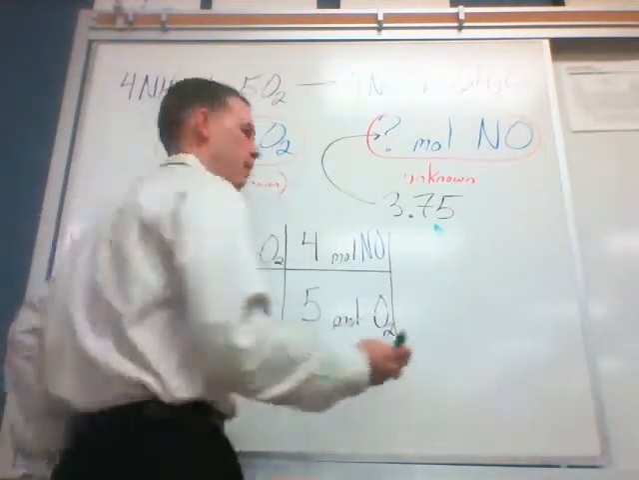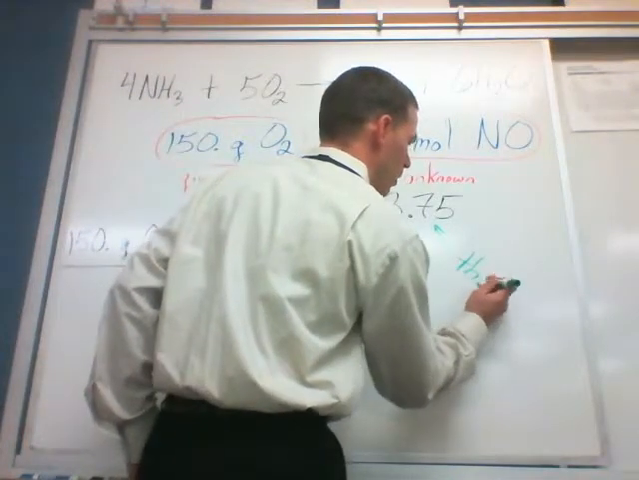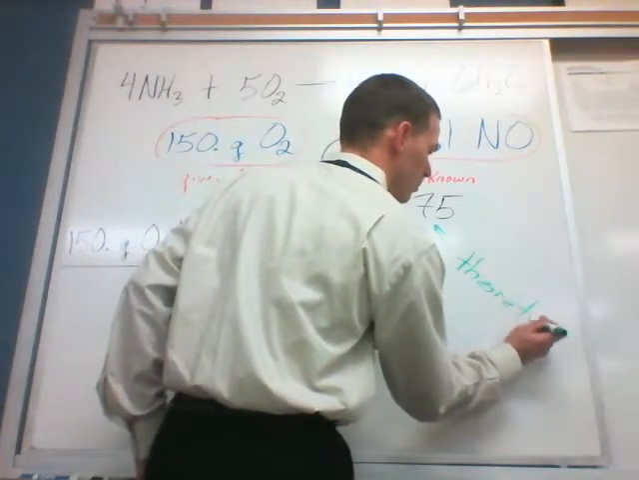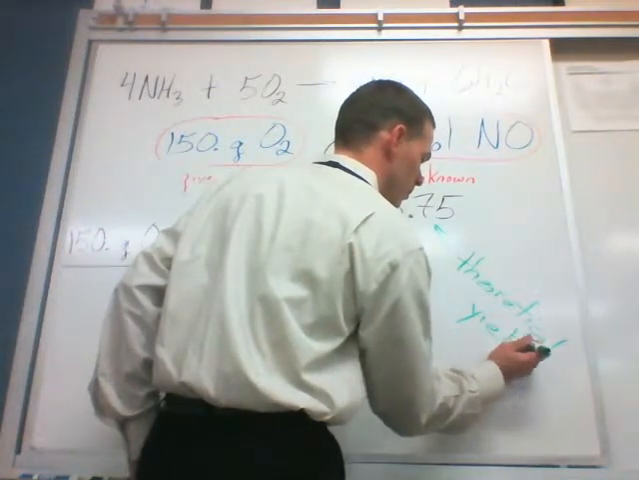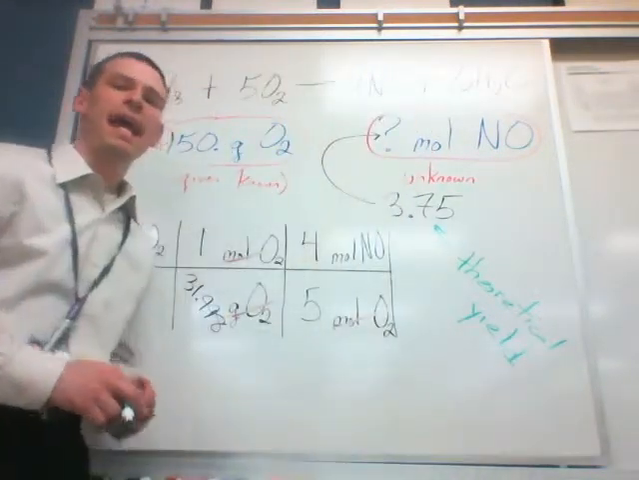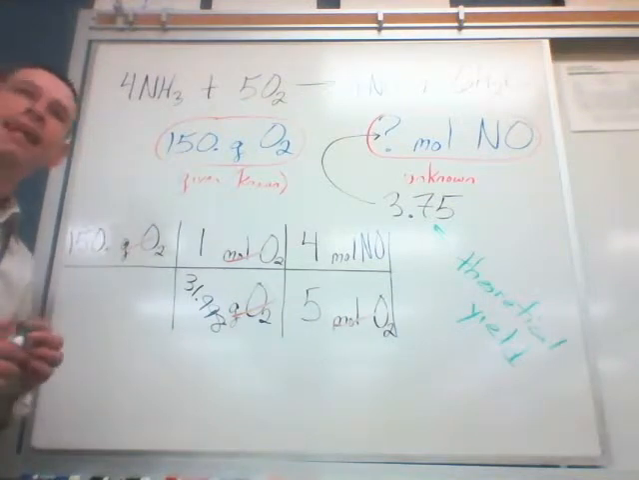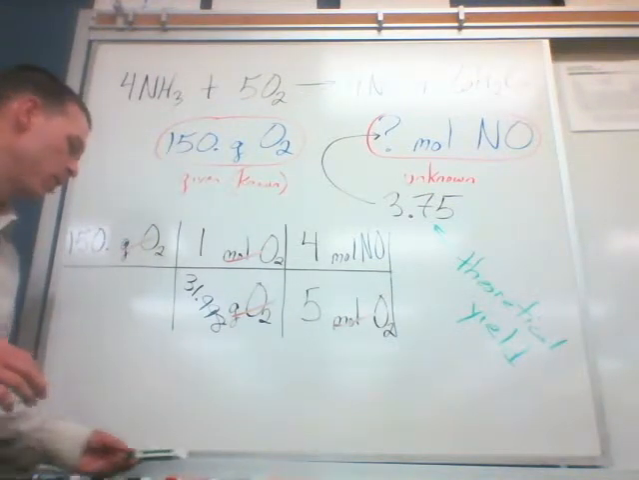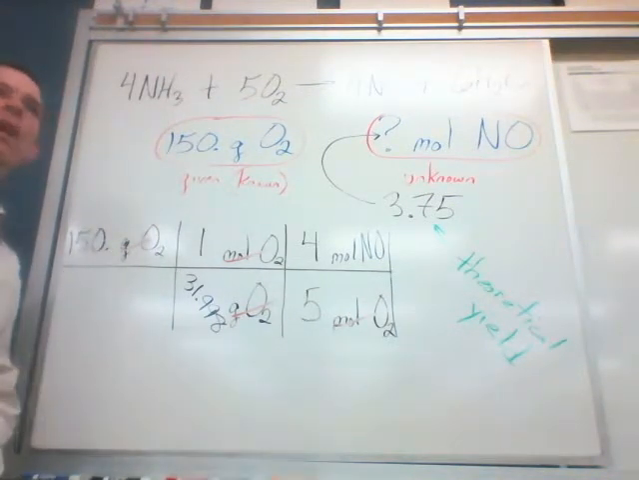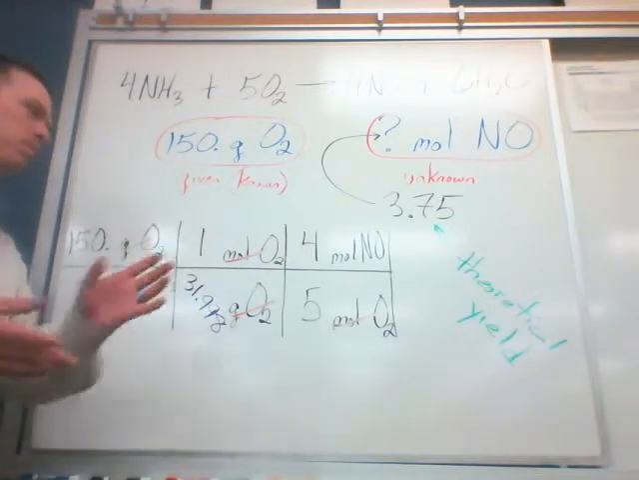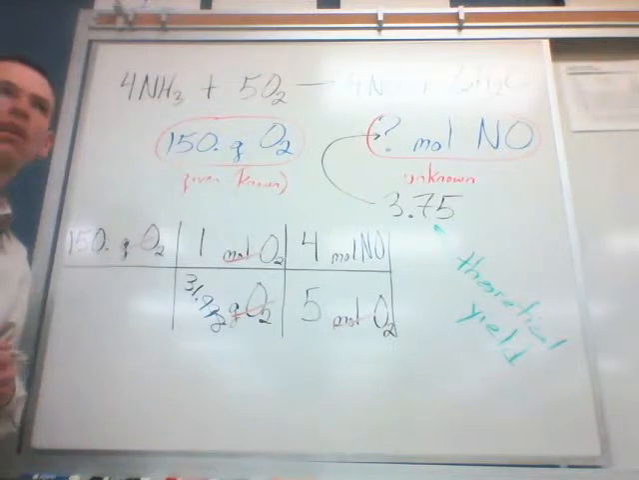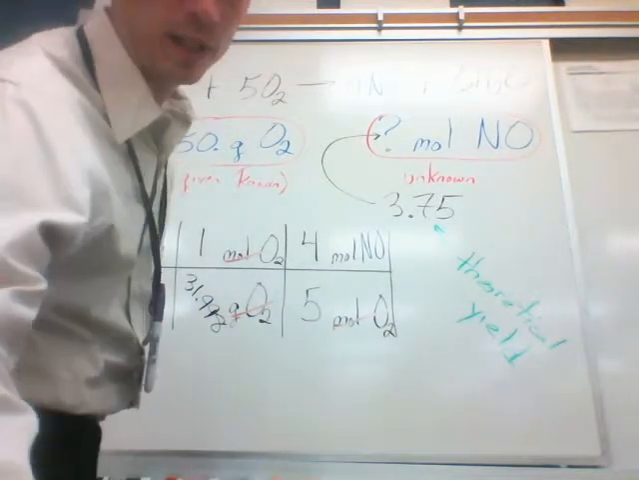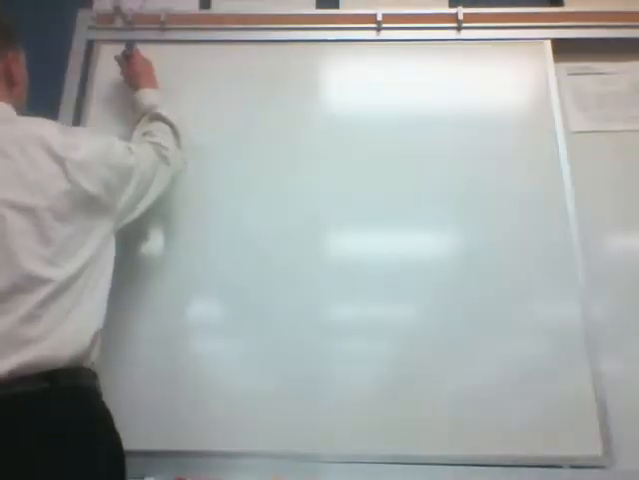We call it a theoretical yield. The answer to any stoichiometry problem is a theoretical yield. You don't have to write that down, just point the arrow to the answer. But the answer to any grid is called a theoretical yield. Write this down.